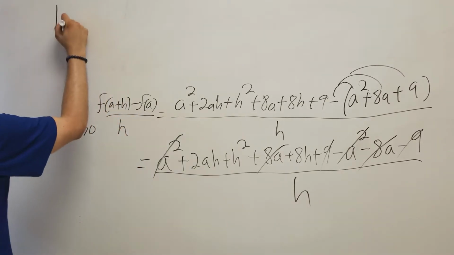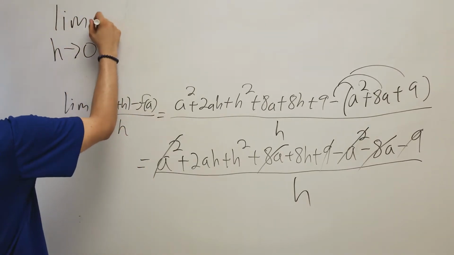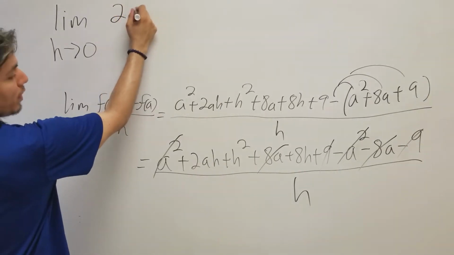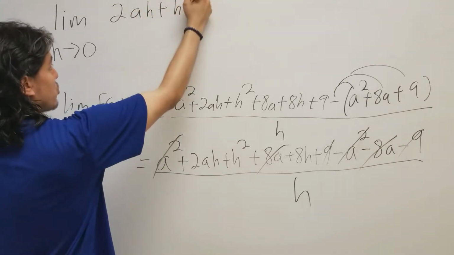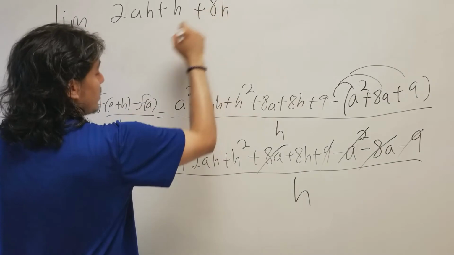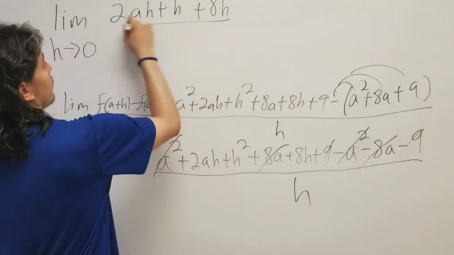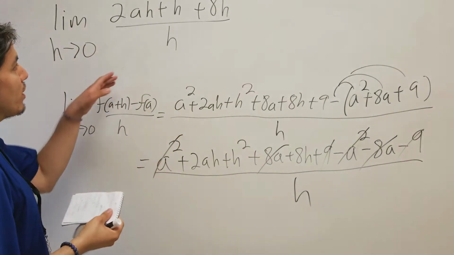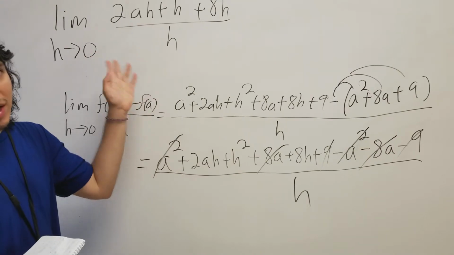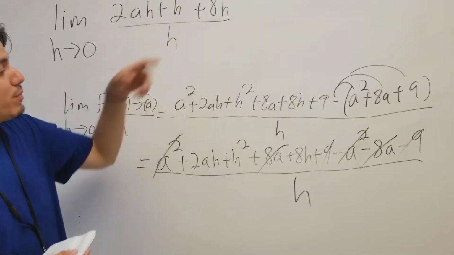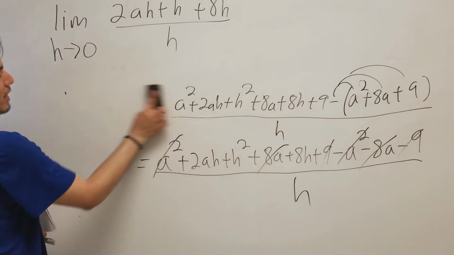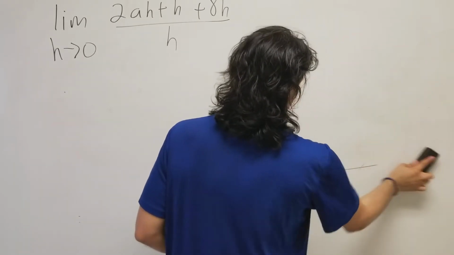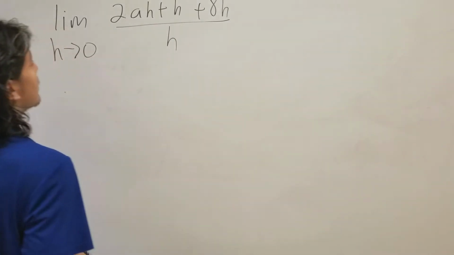We're left with the limit as h approaches 0 of 2ah plus h squared plus 8h all over h. Remember, when you do the limit, if you plug in right away, you're going to get 0 in the denominator. We can't do that, so we need to factor out an h in every single term. So after I factor out an h, what am I left with?